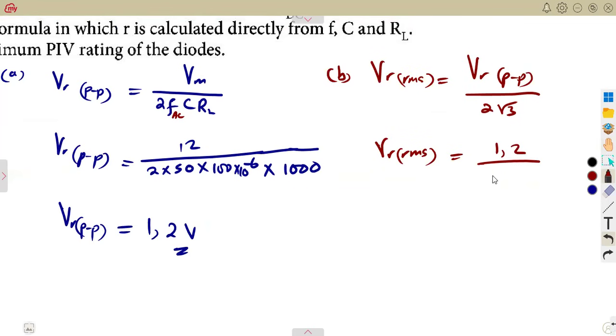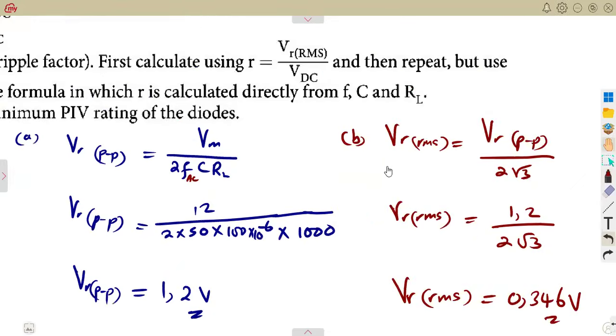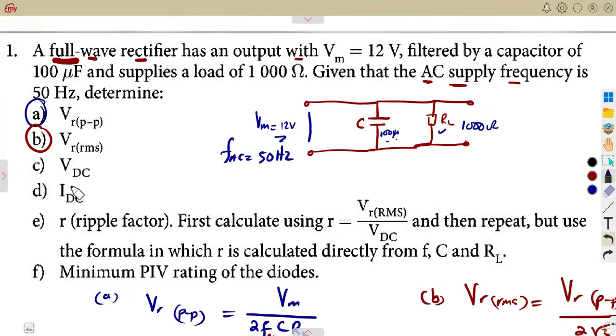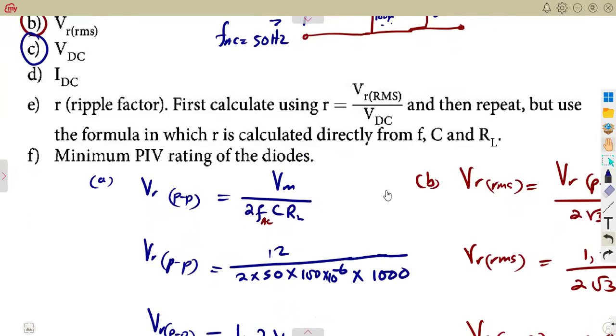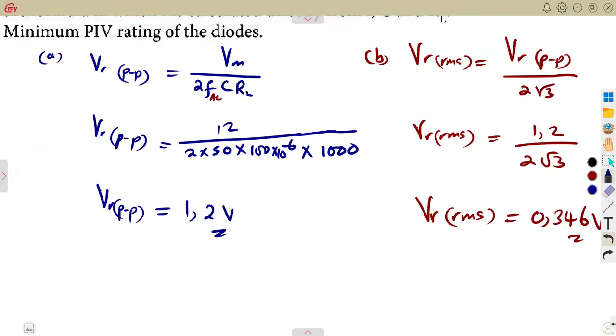That is 1,2 over 2 square root of 3. That was going to give us the ripple RMS voltage, which was 0,346 volts. With this, we can determine the next part, which is the DC voltage, our output DC voltage, which is the average DC. If you still remember from our N4, we had this formula of VM minus the ripple peak to peak voltage over 2. That is to calculate our VDC.